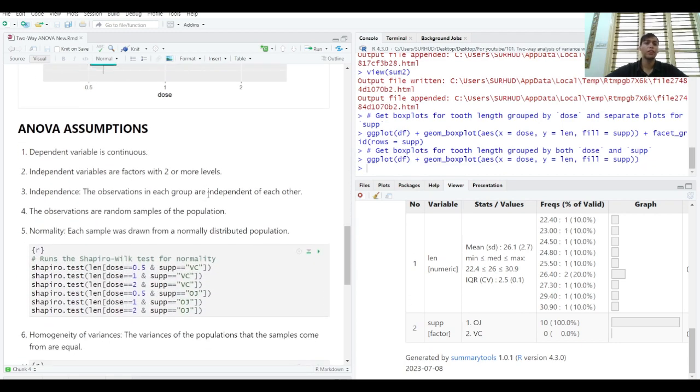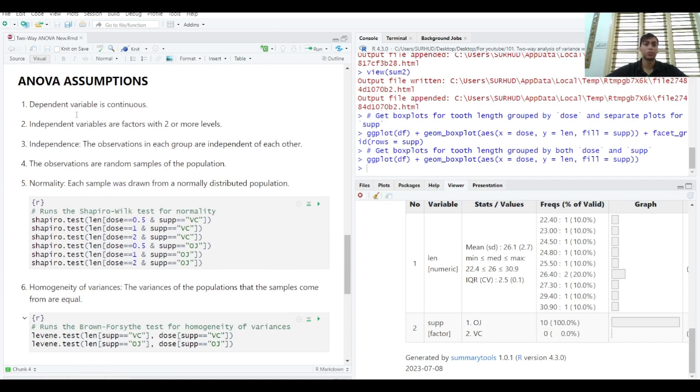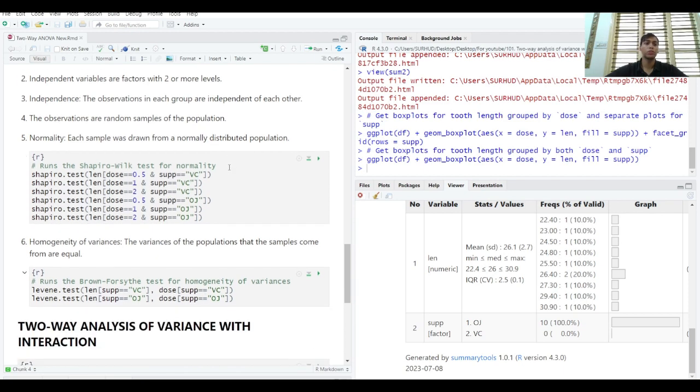So before running an analysis of variance, we would like to check certain assumptions. The dependent variable is continuous, that is fulfilled. Independent variables are factors at two or more levels, that is also fulfilled, as we saw in the structure of the data frame. The observations in each group are independent of each other. That is to say that there are no two observations from the same guinea pig. So that is also true. The observations are random samples of the population. We are hoping that the researchers have fulfilled this assumption.